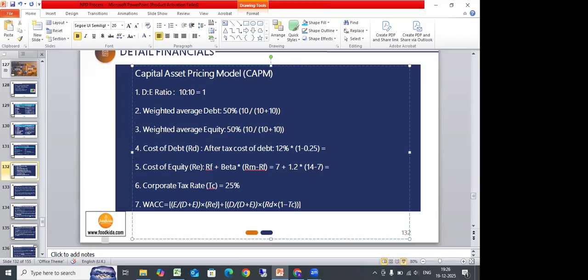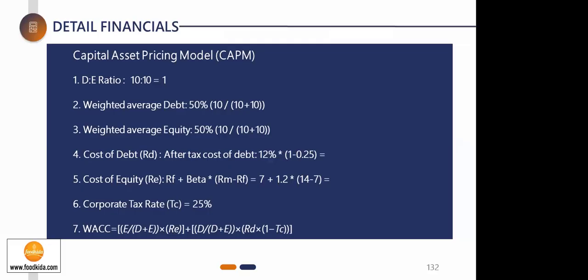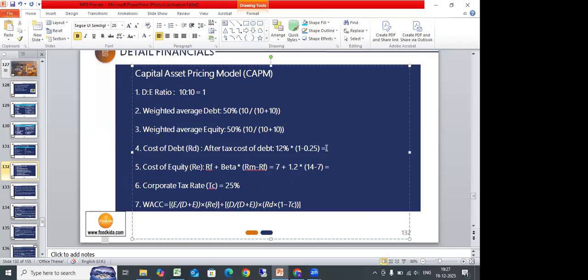So weighted average of debt is 50%. So we got 50% debt funding, 50% equity funding. Now we calculate the cost of debt. What is the cost of debt? After tax cost of debt. I have subtracted the 25% tax from it. After taking out the tax, this is the interest. So what will be the interest for this? Roughly 0.75 into 12. How much is it? 9%.